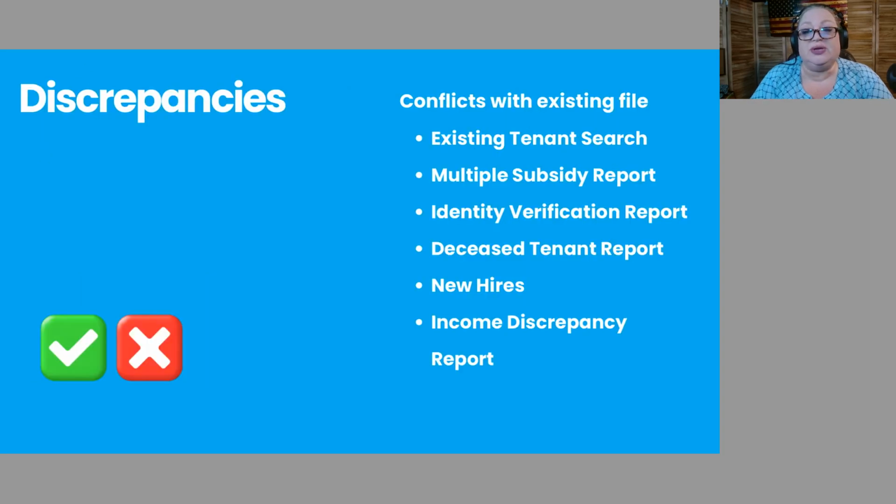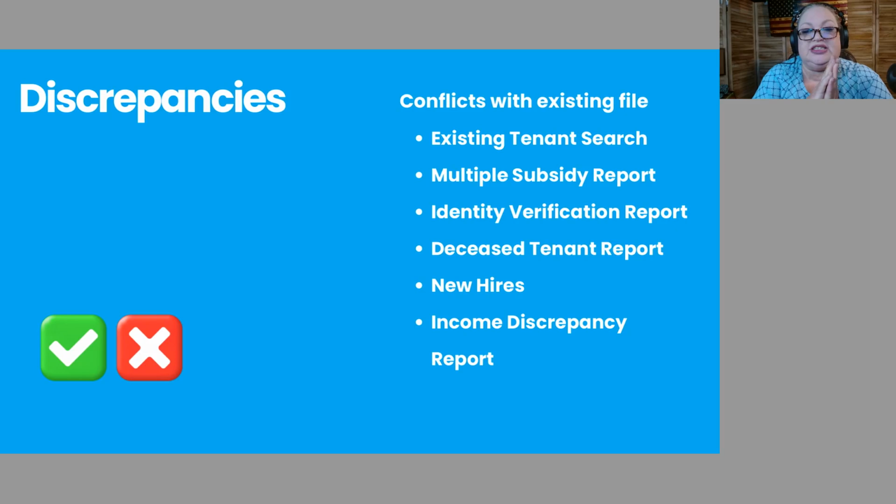So we're going to talk a little bit about what we mean when we talk about discrepancies and then how to resolve them. So discrepancies are conflicts with the existing file information. So you're talking about something that you found in your existing tenant search, in the multiple subsidy report, or any of the other reports that you run normally.